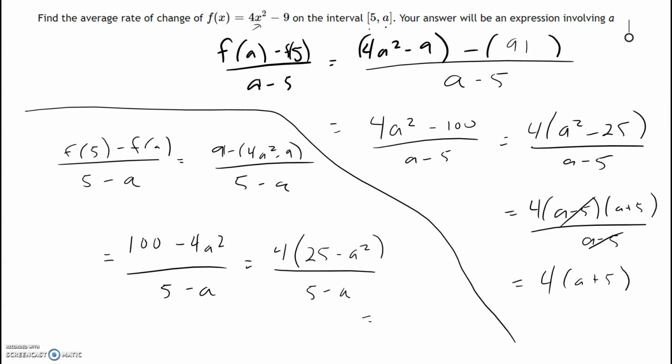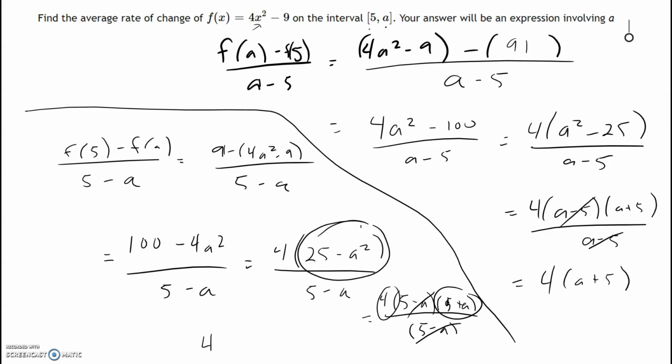And then you can still factor this as the difference of two squares. It would be 5 minus a times 5 plus a over 5 minus a, and it goes away, and you end up with this factor and this factor, which is the same answer we got the other way, because 5 plus a would be the same as a plus 5. So I hope that helps.